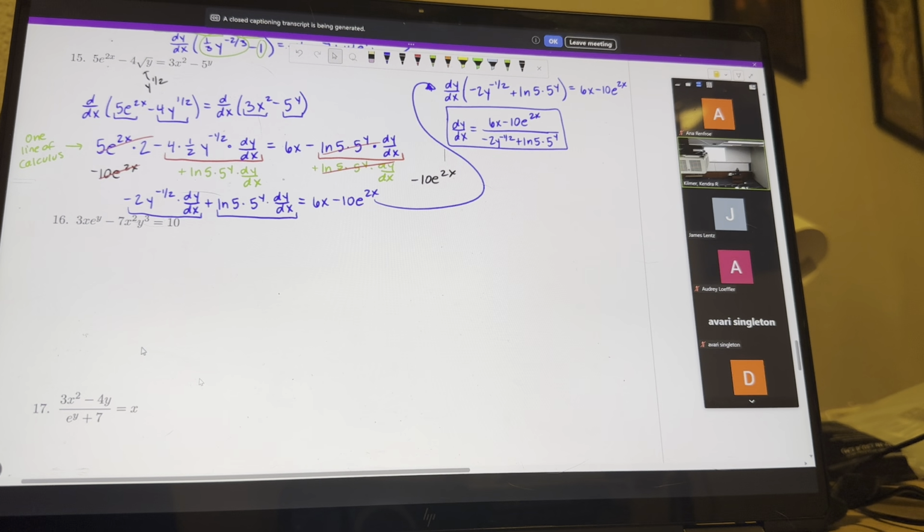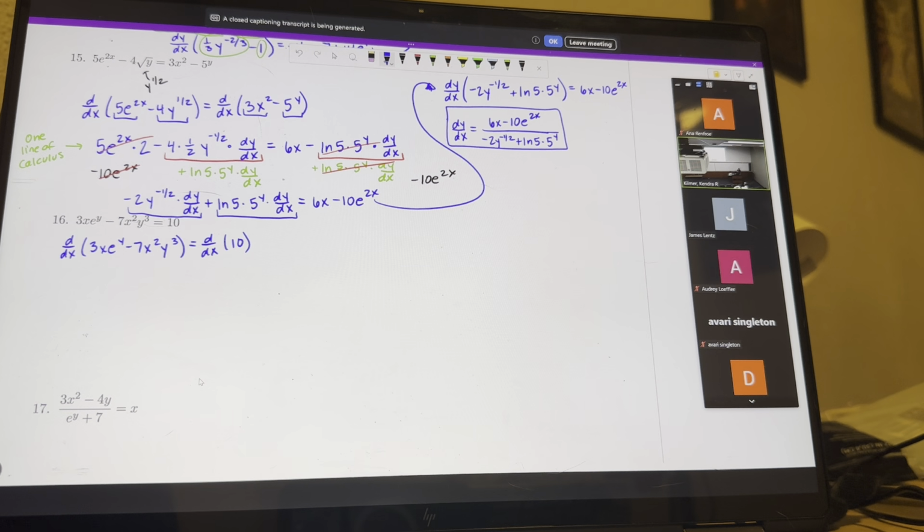All right, so 16, we have 3x e to the y minus 7x squared y cubed is equal to 10. There's no easy way to solve that equation for y. So if we're wanting to find the derivative, we have to use implicit differentiation. So we're going to take the derivative with respect to x of both sides. Taking the derivative of that right-hand side is nice and easy. Taking the derivative of that left-hand side is not.